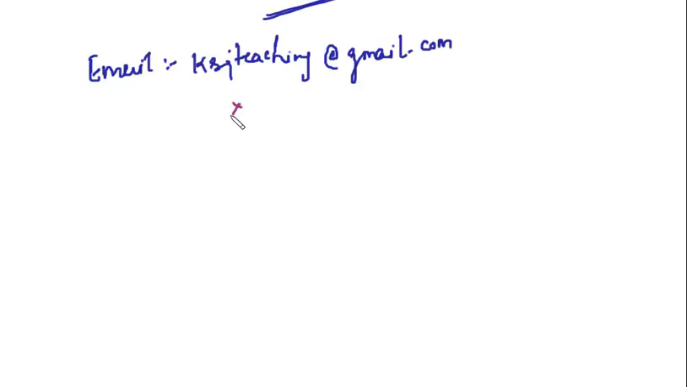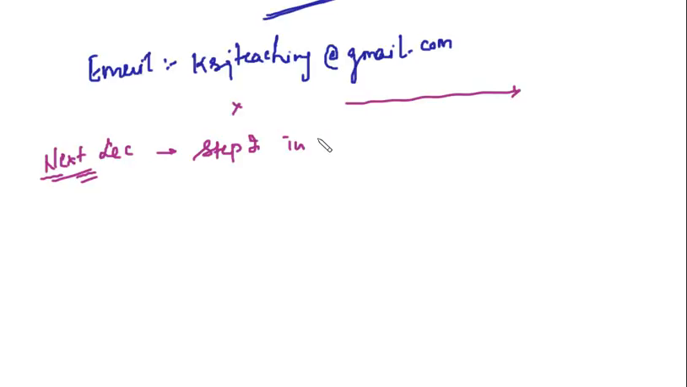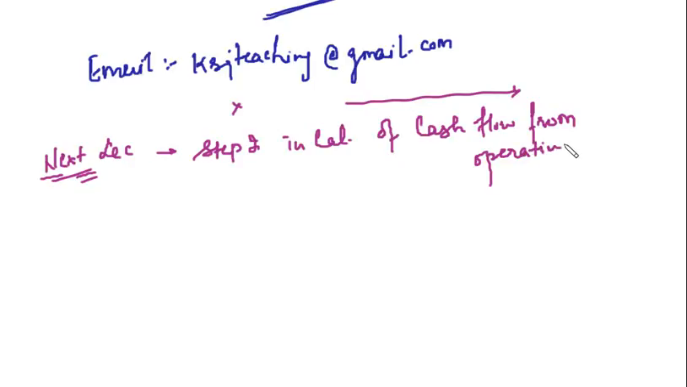So in the next lecture, we will move on to step 2 in calculation of cash flow from operating activities. I hope you are very much clear with step 1, right? Calculation of net profit before taxes and extraordinary items.